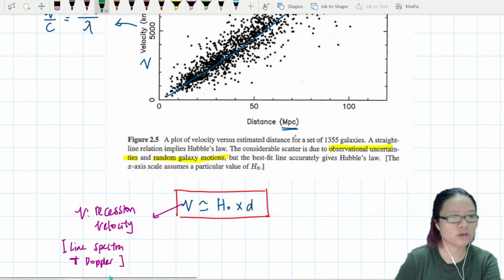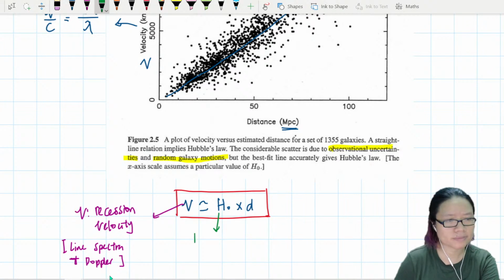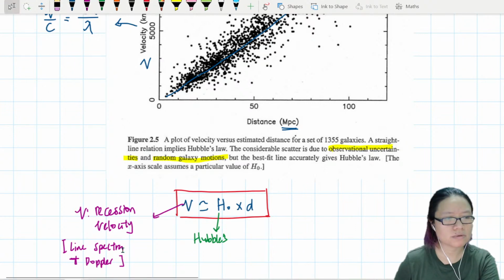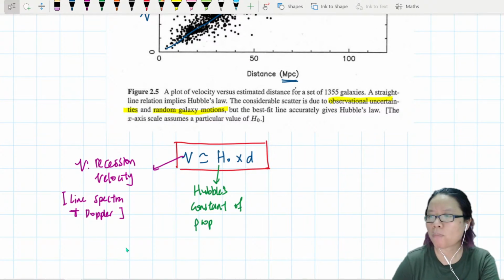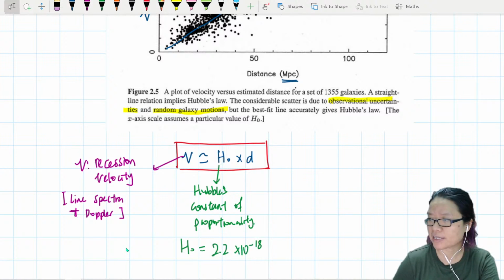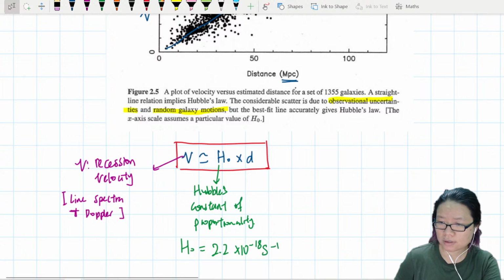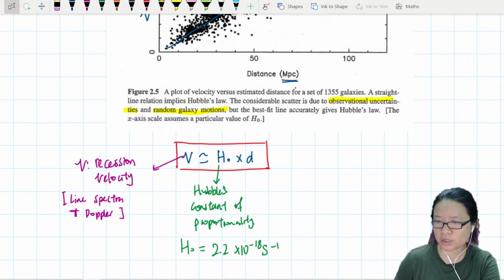Okay, H0 is known as Hubble's constant of proportionality, and H0 is equal to 2.2 times 10 to the power negative 18 second negative 1. You are, as usual, not really expected to memorize constants, okay? But in the event that they want you to do this calculation, the constant should be given to you in the question, because this constant is not given to you in your data page.